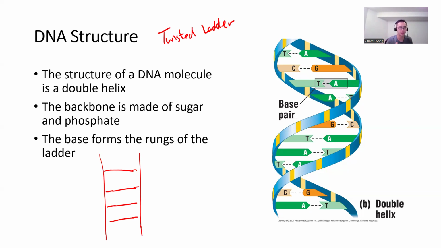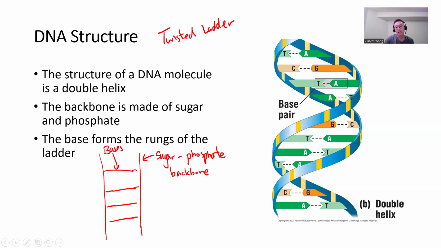Now listen to me carefully to help you understand this. The sides of the ladder, like here, that is called the sugar phosphate backbone. It's just alternating sugar and phosphate, sugar and phosphate. The yellow here is the phosphate, the blue is the sugar. So phosphate, sugar, phosphate, sugar, phosphate, sugar all the way. The rungs that you are climbing on, those are the bases.